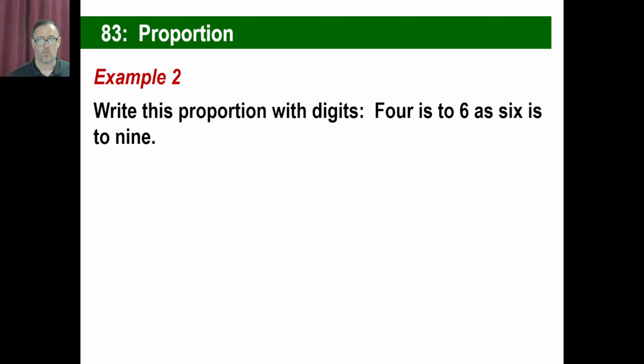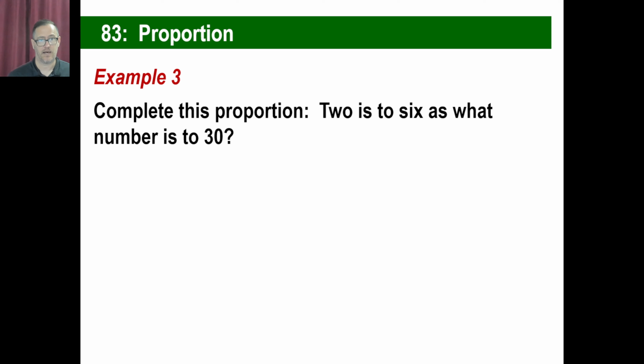Here's another one. Write this proportion with digits. 4 is to 6 as 6 is to 9. Well, let's do it. 4 is to 6, that's the same thing as 6 is to 9. Is it? Well, if we reduce both of these fractions, both of them will end up being 2/3. So the answer is, yep, it's the same thing. 2/3 is equal to 2/3. There you go.